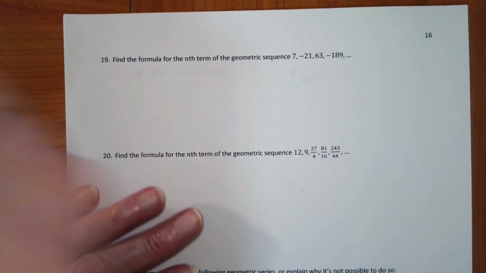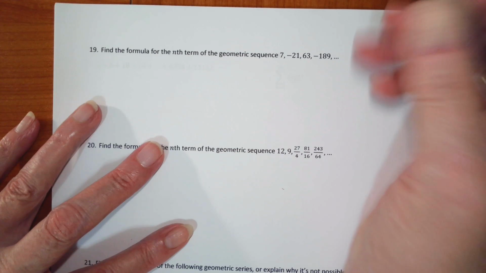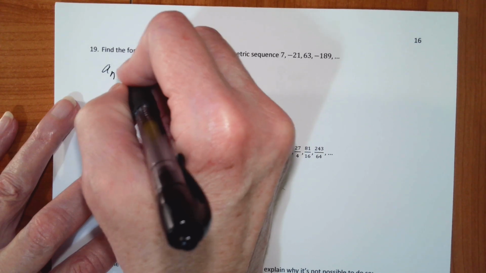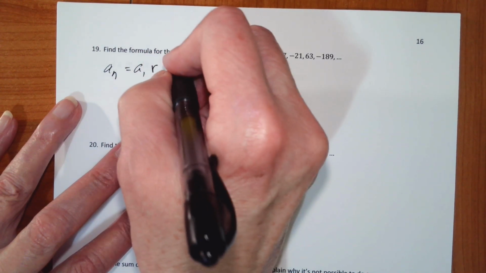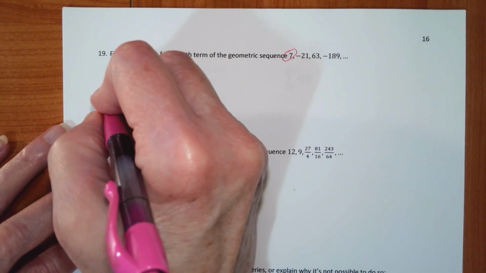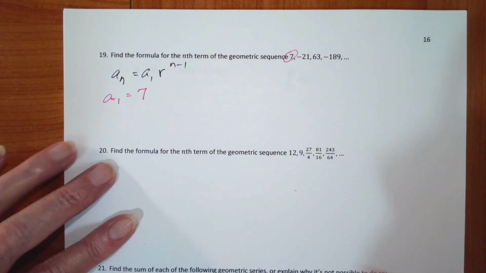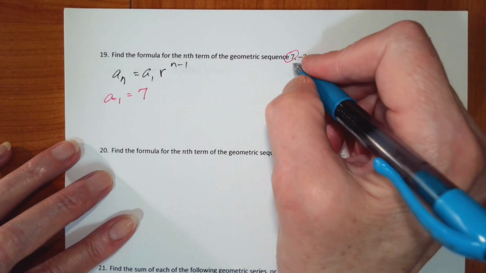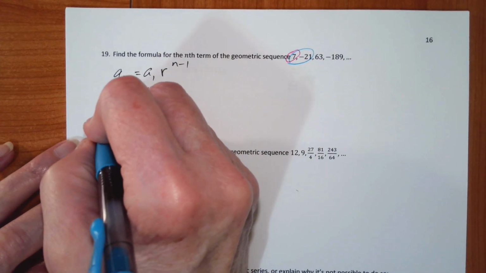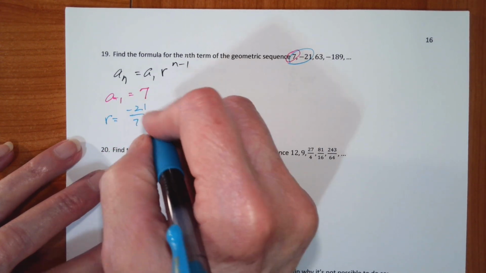Okay, so let's see. If I need to find the formula for the nth term of a geometric sequence, the formula is a sub n equals a sub 1 times r to the n minus 1. Okay, so a sub 1 is 7. It tells me it's geometric, so I don't have to check all of them. It tells me that my r is equal to -21 over 7, which is -3.